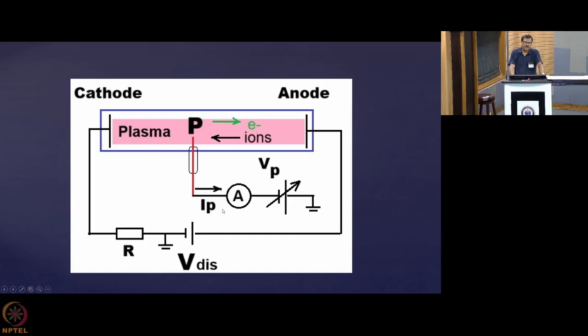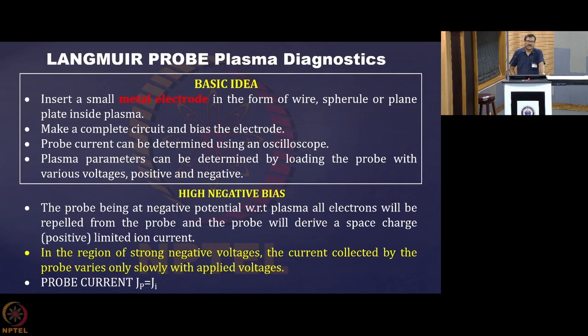You see that we have biased the probe, this red one is the probe, using some power supply. Depending on the kind of bias, the electrons either will be repelled or attracted, and when you sweep the voltage from high negative to high positive value, you get a VI characteristic that gives you information about the plasma temperature and the electron density. So these are the basic ideas.